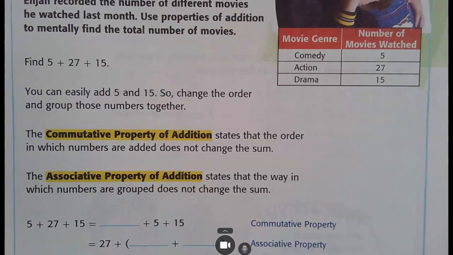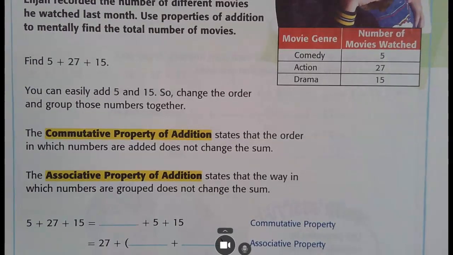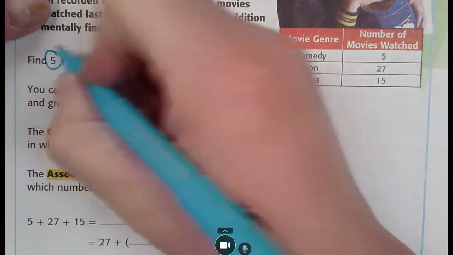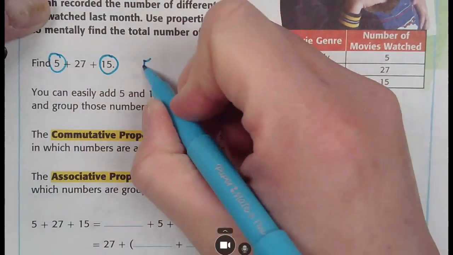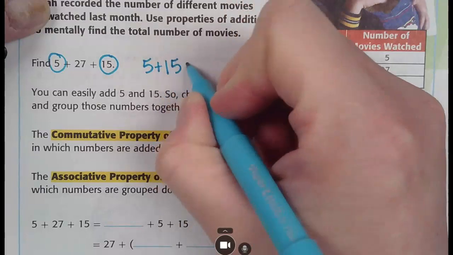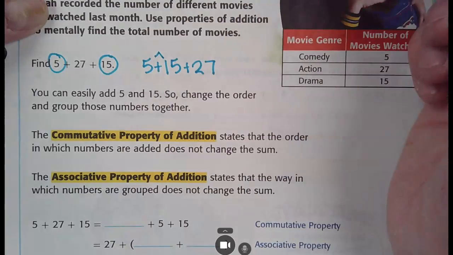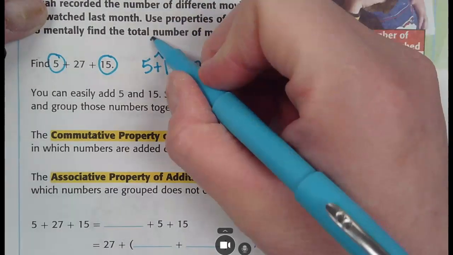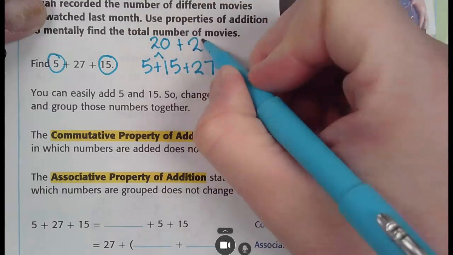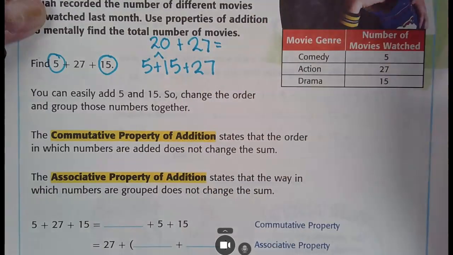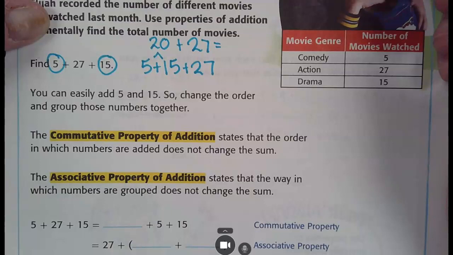You can easily add 5 and 15. So we're going to change the order and group those numbers together. Because I can easily add the numbers 5 and 15, I'm going to circle those two numbers and rewrite it. So I'm going to say 5 plus 15 plus 27. Because I know 5 and 15 are what? 20. So I ended up with 20 plus 27, which is 47.